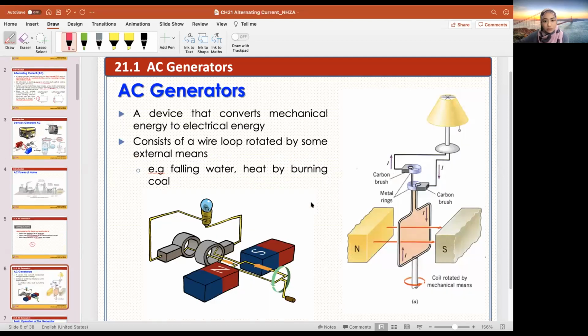Okay, so it is a device that converts mechanical energy to electrical energy. It consists of a wire loop rotated by some external means. Just now we saw the turbines were rotated by steam. In other cases, we have falling water, heat by burning coal, or a dynamo, right? A dynamo converts mechanical energy to electricity as well, for your bicycle. And this is how it looks like for magnetic force. This one is magnetic force too. So generators will usually use this concept.